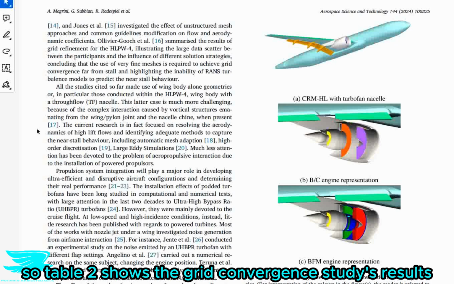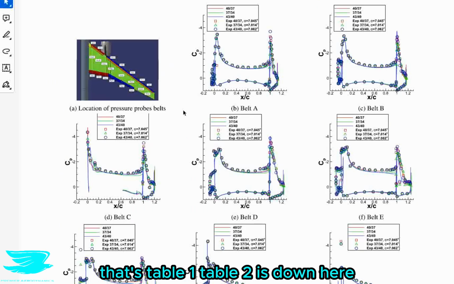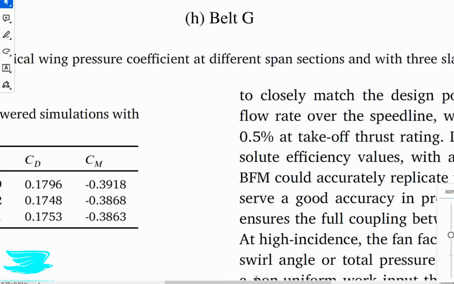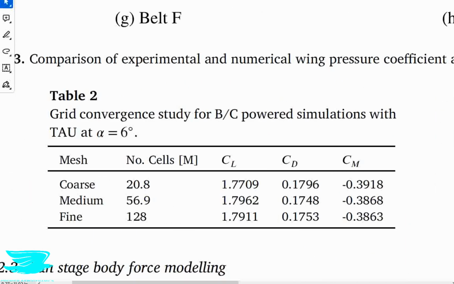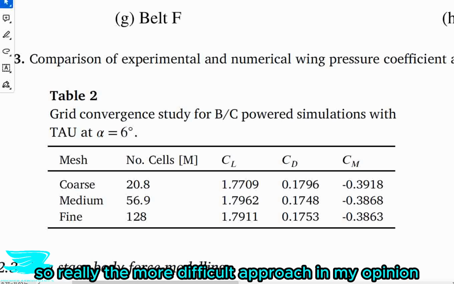Table 2 shows the grid convergence study's results. So let's go down to table 2 here. That's table 1. Table 2 is down here. Let's zoom in so we can see a bit better. All right, now we're talking. Okay, so this table 2 is for when the engine had the thermochemistry included. So really the more difficult approach, in my opinion.